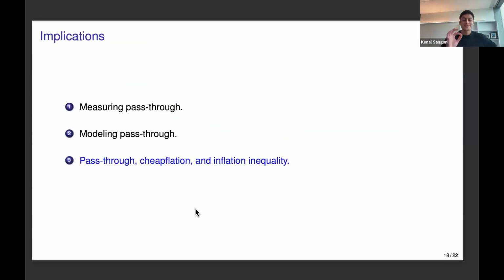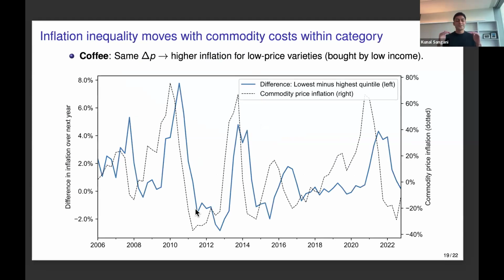And then finally, let me take my last minute to talk about how pass-through in levels can inform these patterns around cheapflation and inflation inequality. One simple observation is that if firms increase their price by the same amount in levels following a cost shock, that's going to look like higher inflation for low-priced varieties when commodity input costs rise. And since low-income households disproportionately consume those lower-priced varieties, their inflation rates will increase relative to high-income households when commodity costs rise, and decrease relative to high-income households when commodity costs fall.